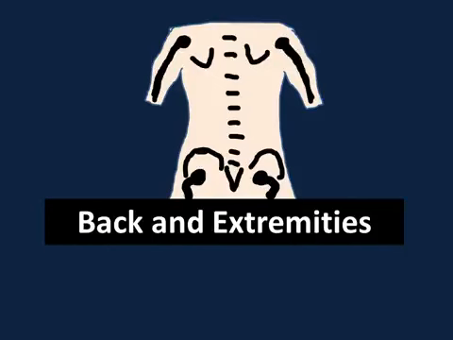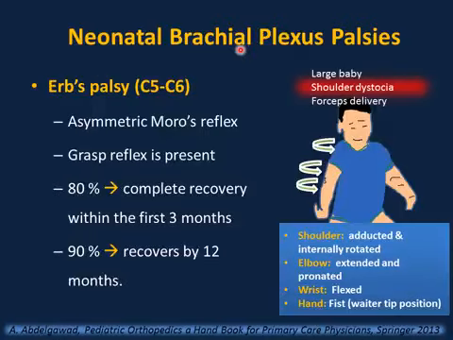Back and extremities. Neonatal brachial plexus palsies. The risk factors for brachial plexus injuries: large babies, shoulder dystocia, forceps delivery, because of traction on the brachial plexus. The most common and the one with the best prognosis is Erb's palsy, because of injury to the upper trunk, C5 and C6. The injury most of the time is just a stretch of the nerve.